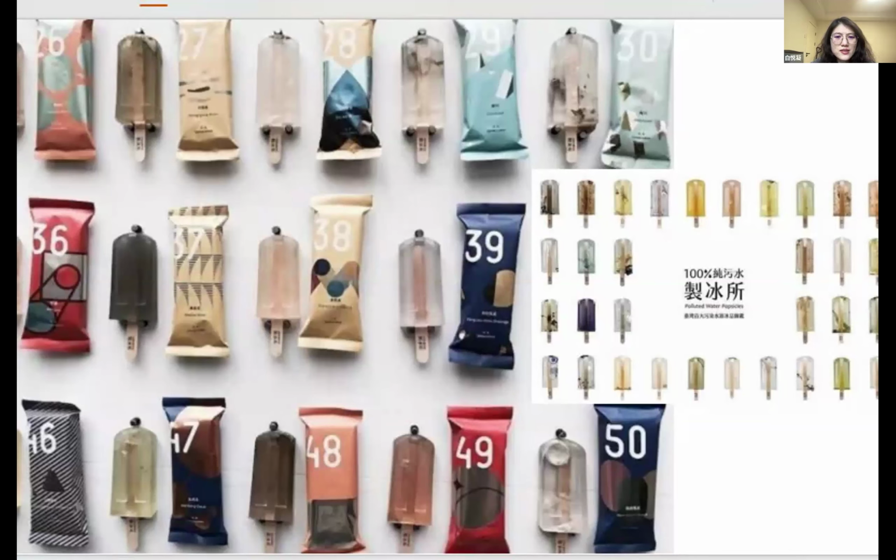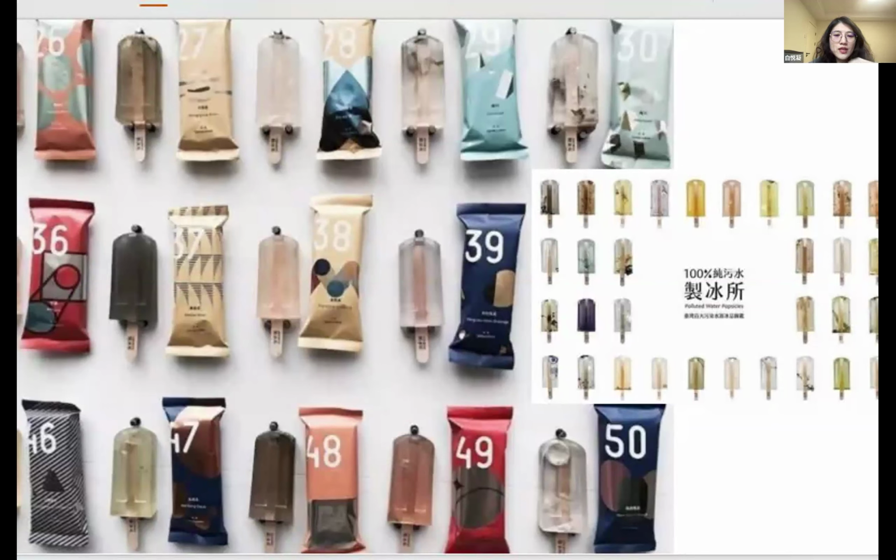So you can see this is a hilarious way to present ocean pollution, and it also can remind people that pollution is just around our daily life.